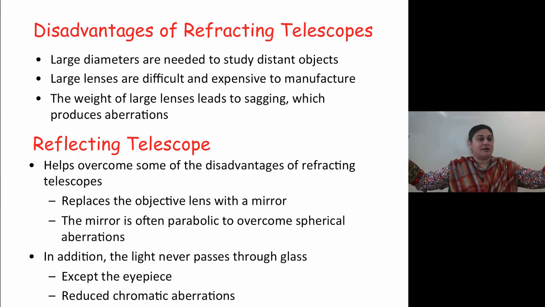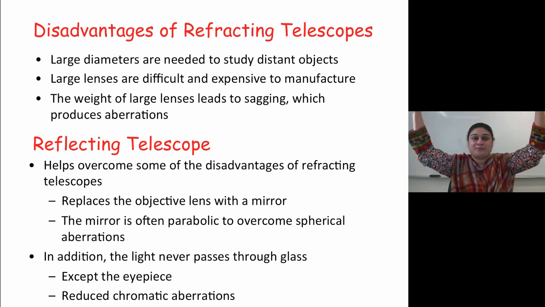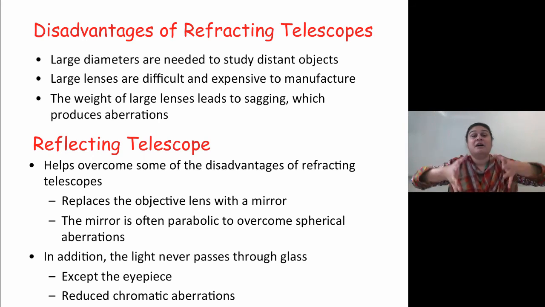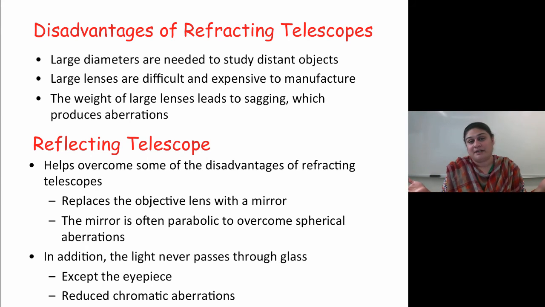So can you imagine a lens this big mounted on a telescope? Then you need really, really heavy panels to support it. And so refracting telescopes are kind of hard.